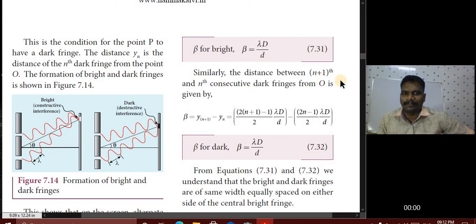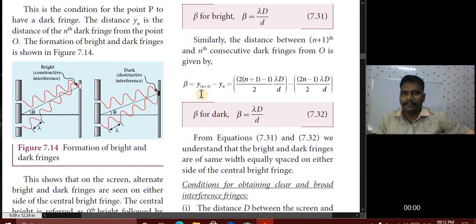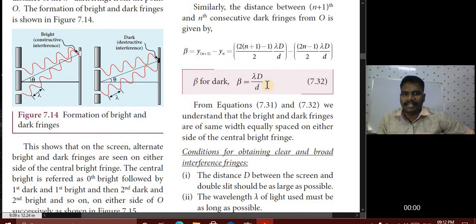Similarly, the distance between the (n plus 1)th and nth consecutive dark fringes from O is given by beta is equal to y(n plus 1) minus yn, which is equal to (2(n plus 1) minus 1) into lambda D divided by 2d minus (2n minus 1) into lambda D divided by 2d. Beta for dark: beta is equal to lambda D divided by small d. From equations 7.31 and 7.32, we understand that the bright and dark fringes are of the same width, equally spaced on either side of the central bright fringe.